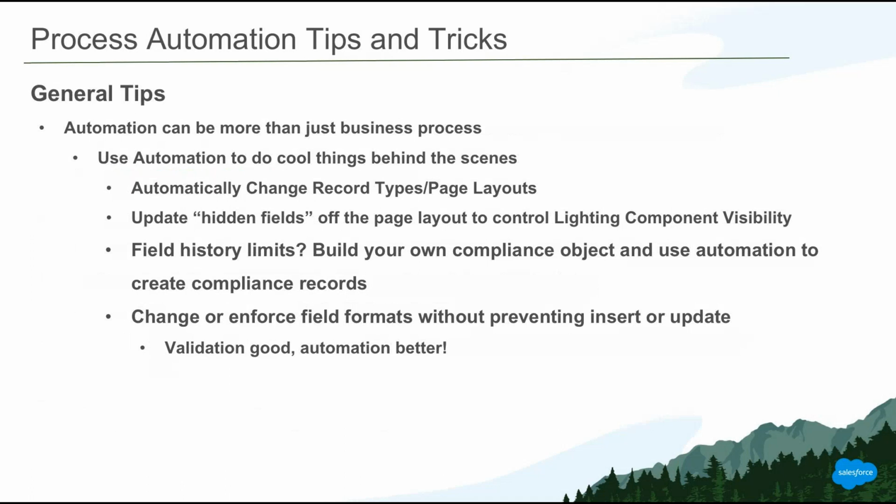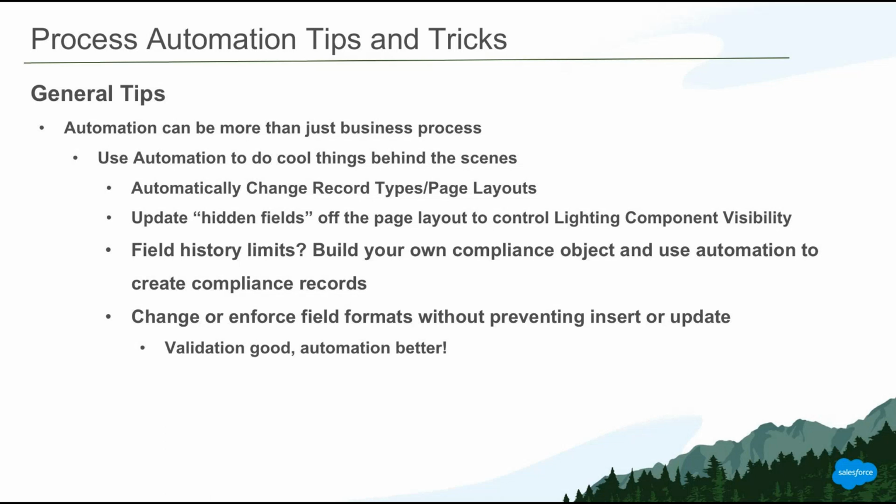And then general tips. Automation can be more than just business process. So think about how you can create a cool experience for your users that's not necessarily driven by a business process. Things you can do, for example, changing record types behind the scenes, which automatically flip page layouts, right? Cool stuff. Something that I've done many times before.